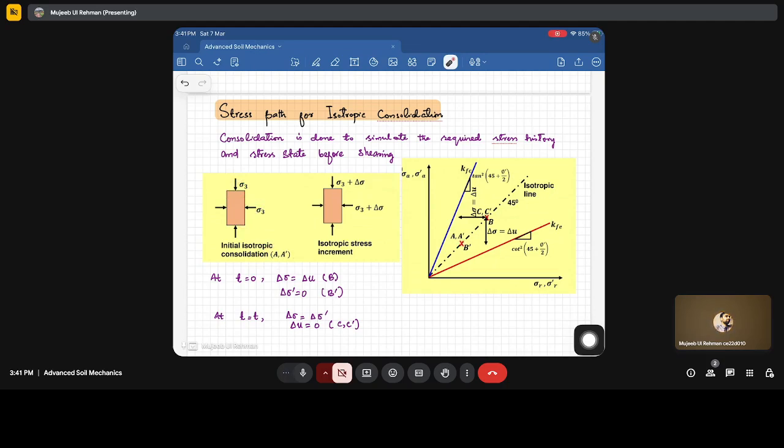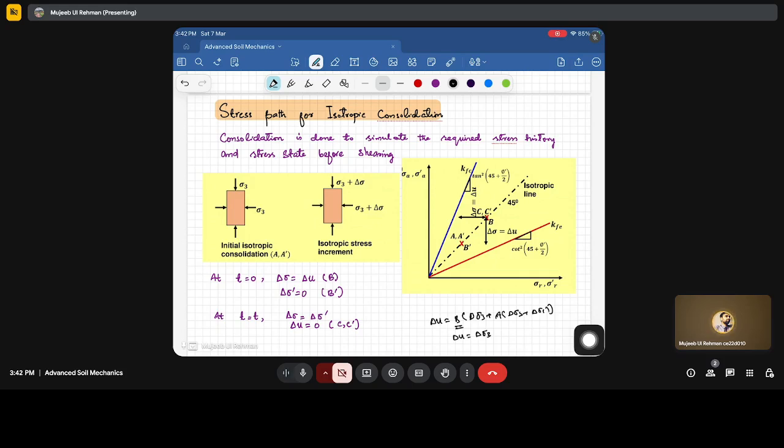Now once we are incrementing it by delta sigma, what will happen? At the initial time, at t equal to 0, delta sigma will be delta u. If you remember this formula, delta u is equal to B times delta sigma 3 plus A times delta sigma 3 plus delta sigma 1. So B is equal to 1 and A is 1 by 3, and the change in sigma 1 is 0. So here you will get delta u equal to delta sigma 3.